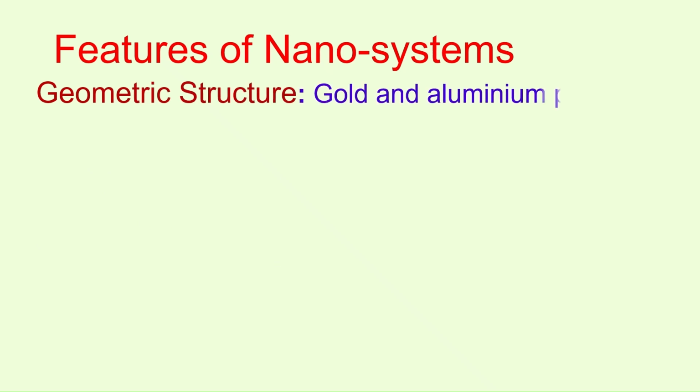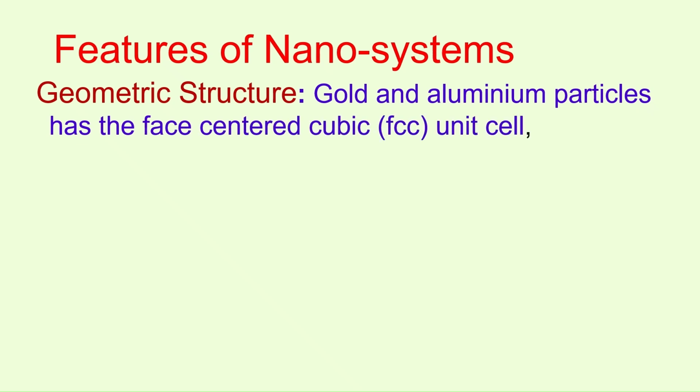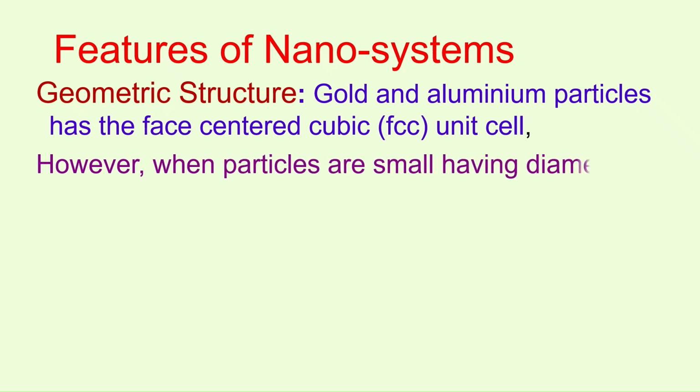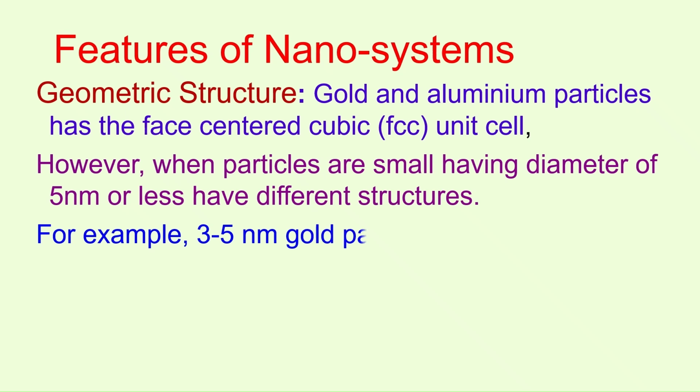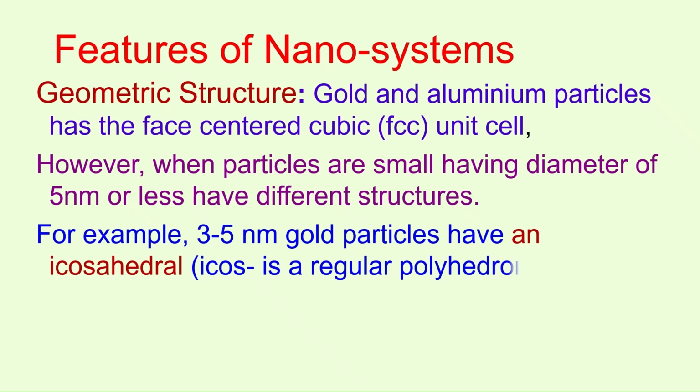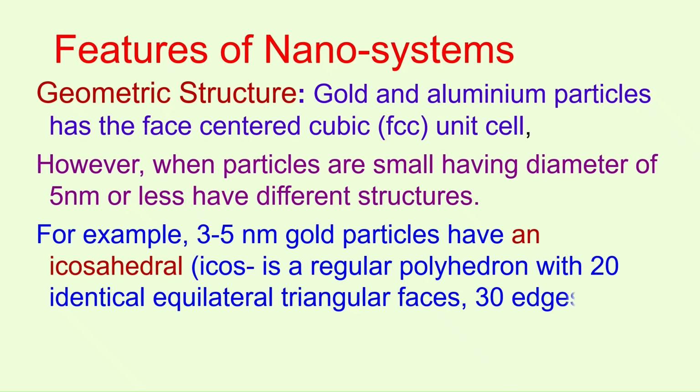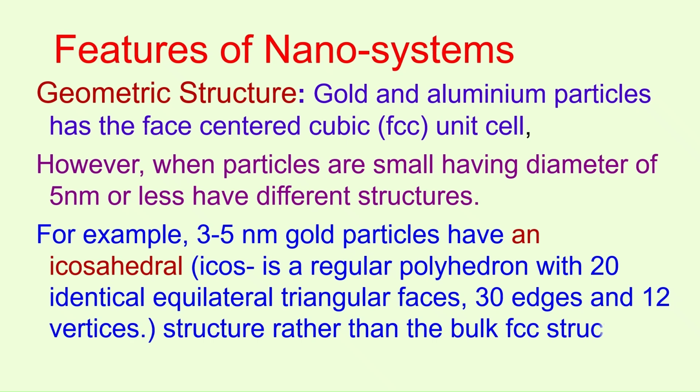The geometric structure of gold and aluminium particles has the face-centered cubic, FCC, crystal unit cell. However, when particles are small, having a diameter of 5 nanometers or less, they have different structures. For example, 3 to 5 nanometer gold particles have an icosahedral structure, that is a regular polyhedron with 20 identical equilateral triangular faces, 30 edges and 12 vertices, rather than the bulk FCC structure.